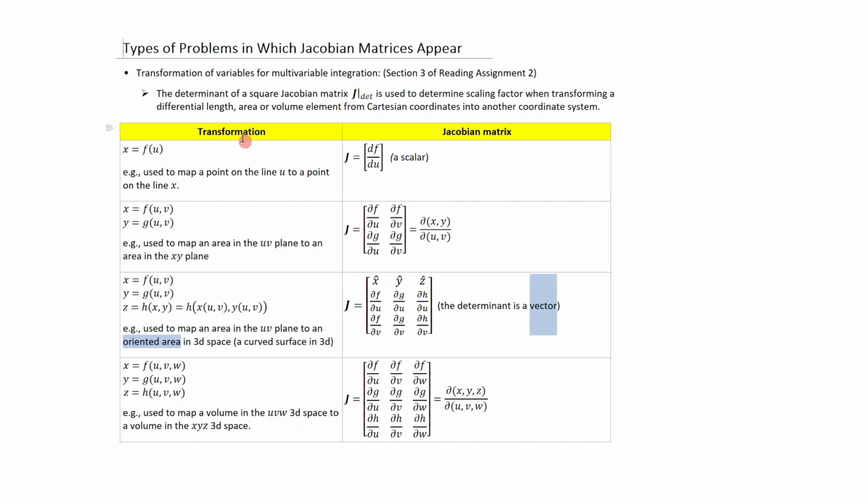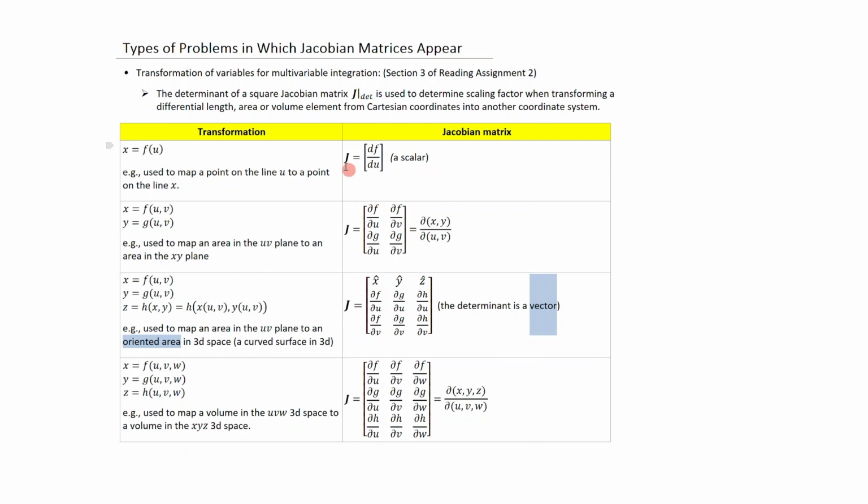So let's look at some examples. So if it's a single variable case, x is a function of u. What is this used for? It's used to map a point on the line u to a point on the line x. This is the purpose of this transformation. In this case, the Jacobian matrix, as we've seen earlier, is just going to be the derivative of f with respect to u, and this turns out to be a scalar.